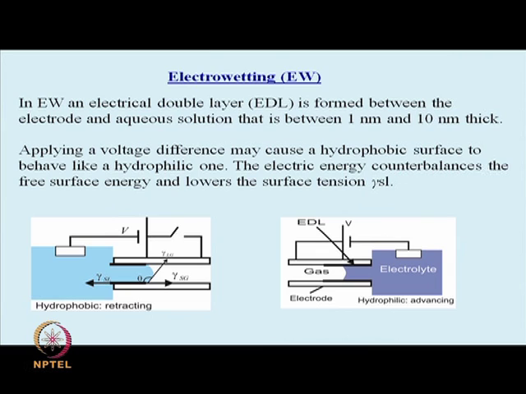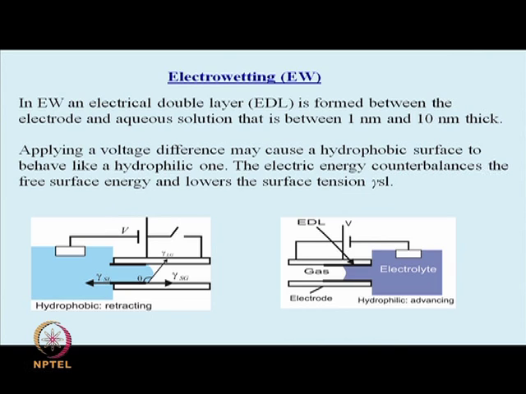The example that I am showing here is a liquid which forms a finite, large contact angle with the solid, which is a conductor. So, this is a conductor and we have an electrolyte in contact with the conductor, and a finite large contact angle is formed at the solid liquid interface, and then a potential difference is applied between the electrode and the electrolyte.